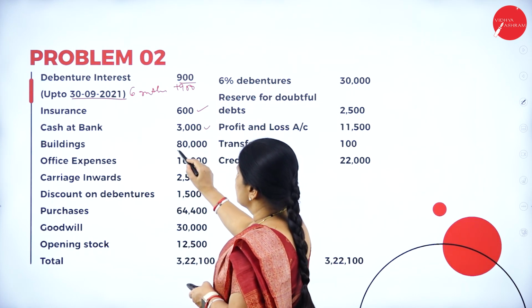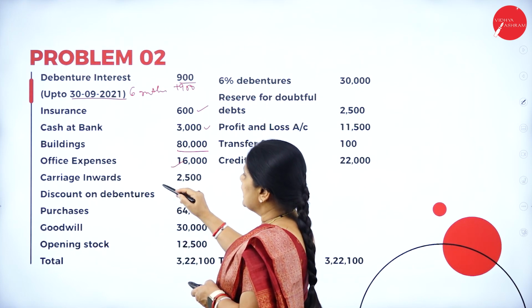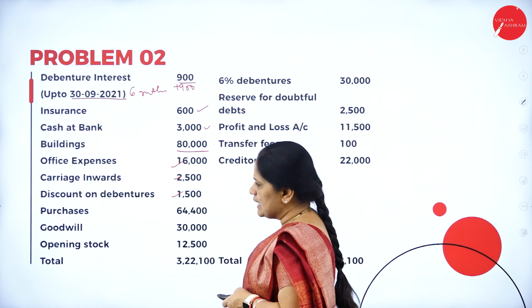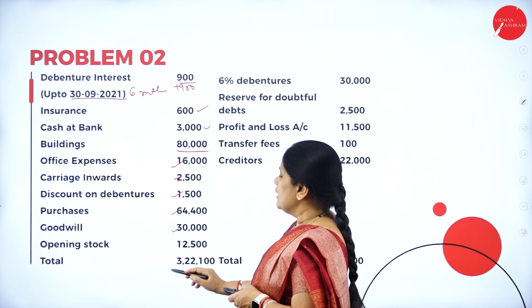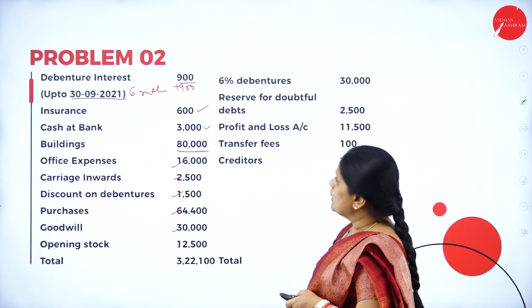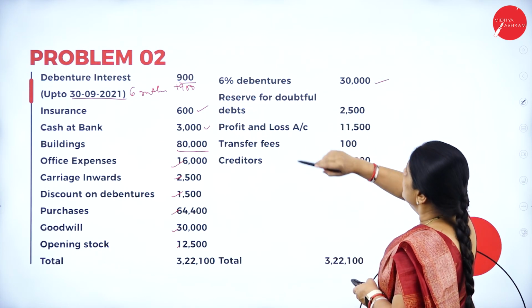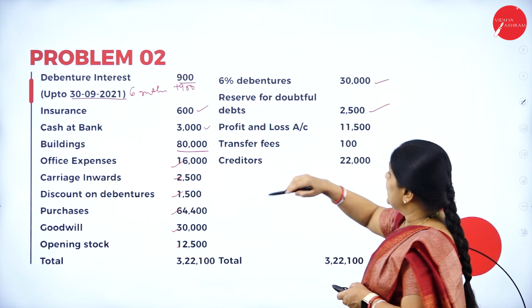Then buildings. So buildings, office expenses again P&L account. Carriage inwards, so P&L account. Discount on debentures, P&L account. Then purchases again P&L account. Goodwill, this is an asset. Opening stock again P&L account. Now this one, debentures, so 30,000. Reserve for bad debts, it is also a P&L account.